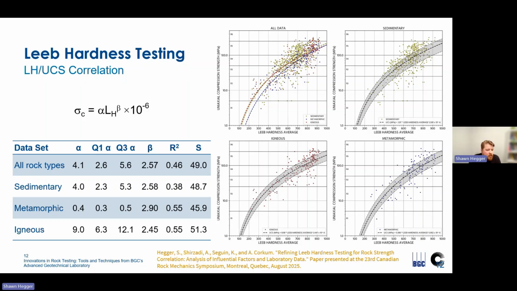It's clear from the goodness of fit parameters that there is a wide distribution of data. So a sensitivity analysis was conducted on the alpha values for each rock type to create 50% confidence intervals. And this method provides a range of correlation values that can be used to estimate a high, average, and low UCS based on Leeb readings.